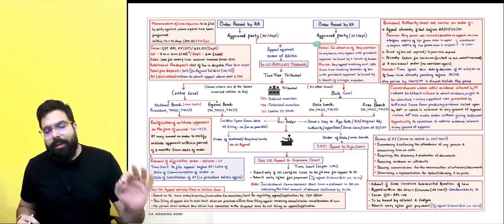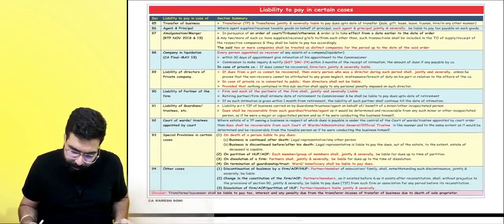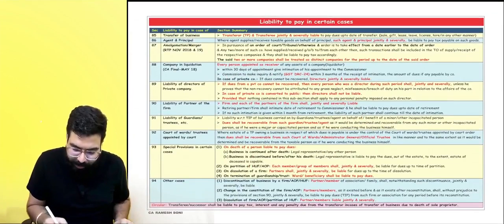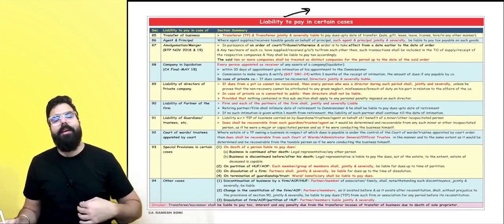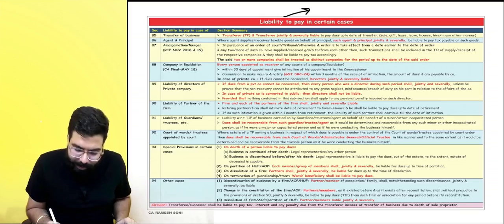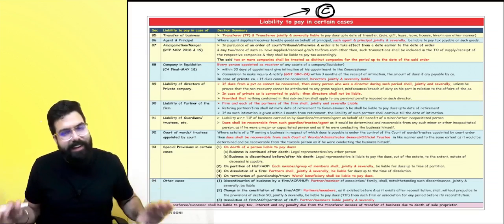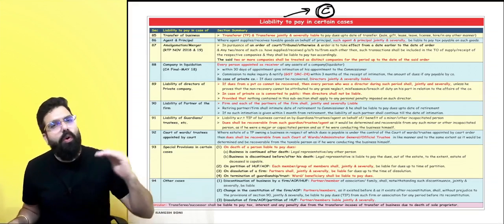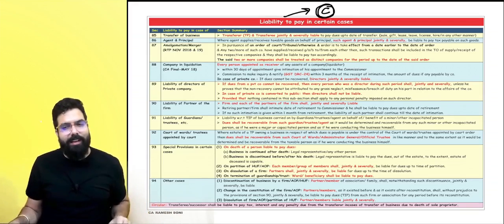Alright everyone, the next chapter which we are going to cover after the chapter of appeals and revision is the chapter of liability to pay in certain cases. It is a C graded chapter, but 2 or 3 attempts, one time they go ahead and ask. So let's go ahead and do it off quickly everyone.